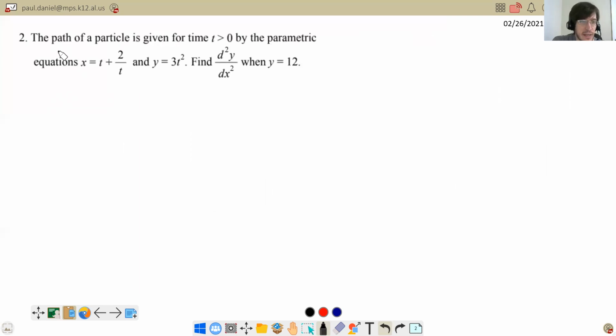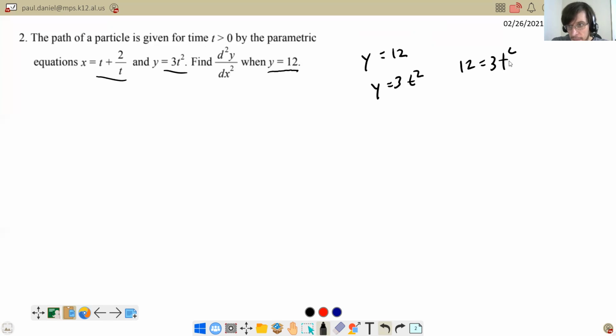Here's kind of an application sounding problem. The path of a particle is given for time t greater than 0 by some parametric equations. Here they are. Find d2y over dx squared when y is equal to 12. Well, when y is equal to 12, I also know that y is equal to 3t squared. That's going to let me know that this is happening when time could either be plus or minus 2. They told me, however, that time has to be greater than 0 in this case, so I'm only going to be dealing with time as 2 here.